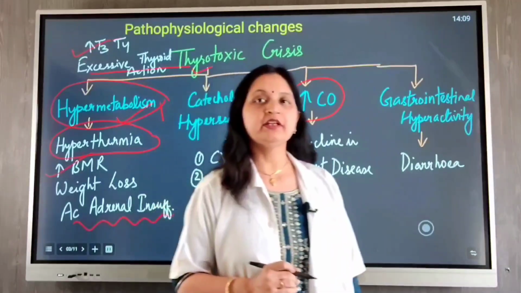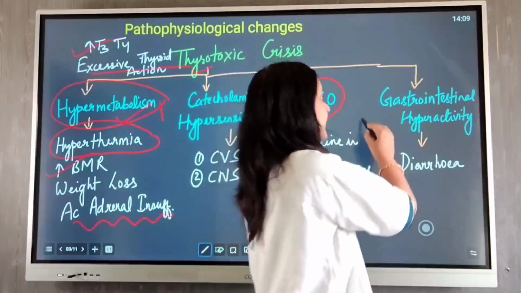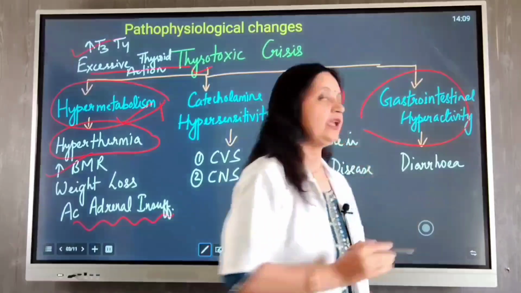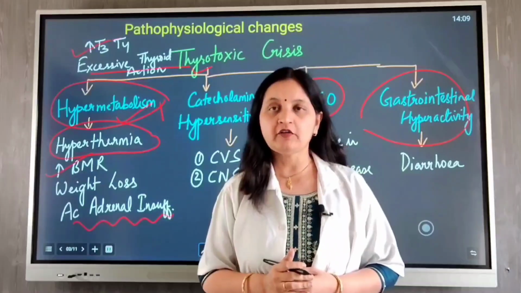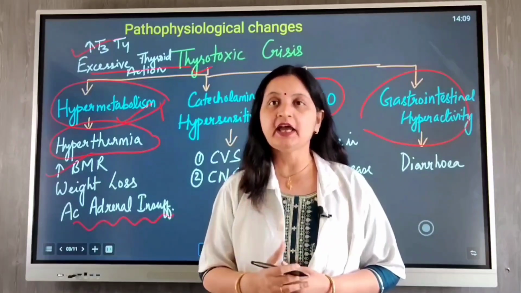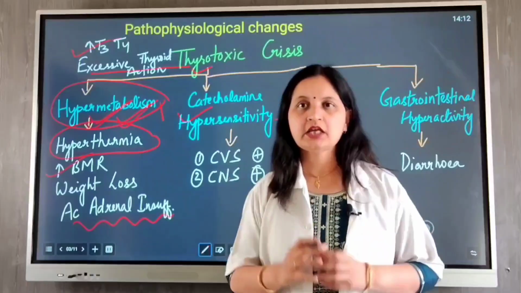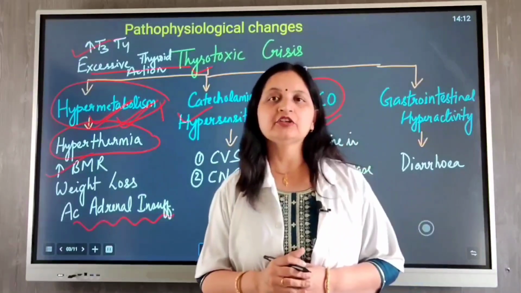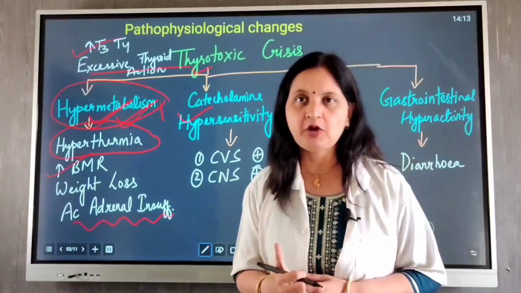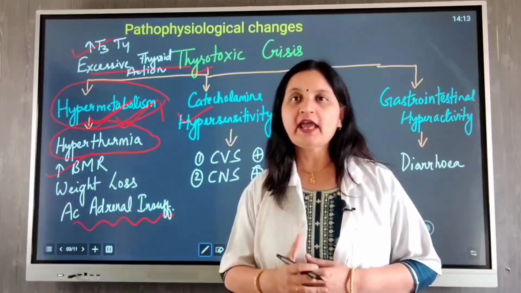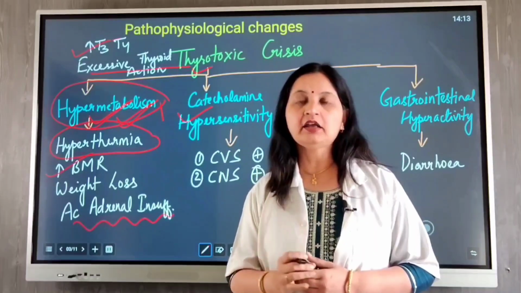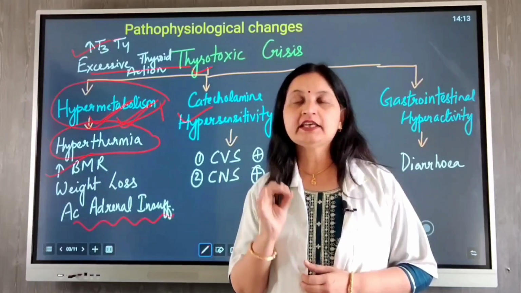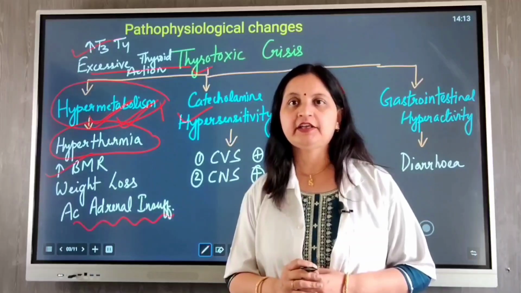Lastly, excessive sympathetic stimulation can increase gastrointestinal hyperactivity, increasing the motility of the intestine and causing diarrhea as a symptom. Thus, some of the key pathophysiologic changes include hypermetabolism, adrenergic overactivity, increased cardiac output, and lastly, gastrointestinal hyperactivity.